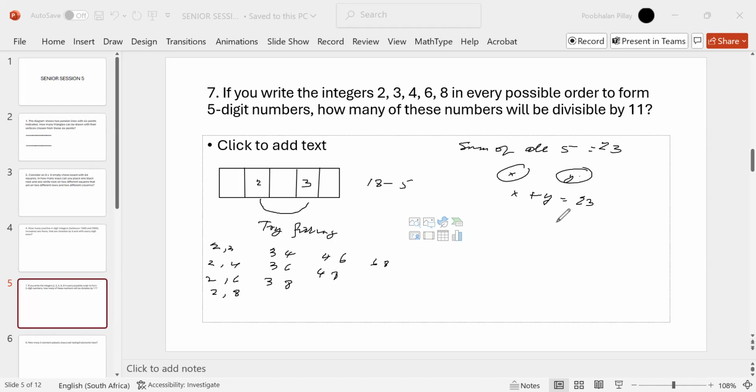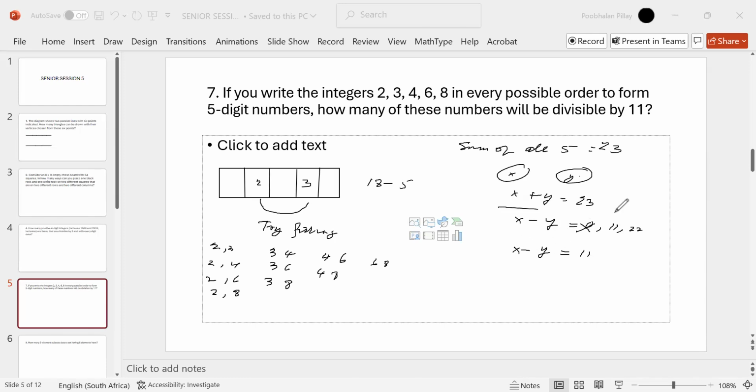But you also want x minus y to be either 0 or 11 or 22. The difference must be one of these. x minus y equals 0 means that x equals y, so we don't want that. It's not possible at all. But you can have x minus y equals 11.